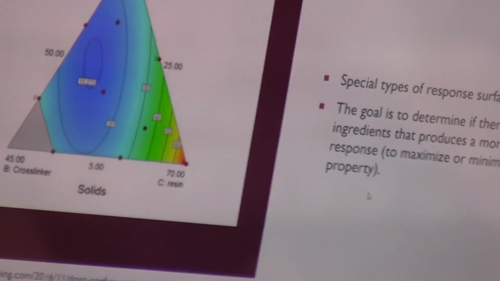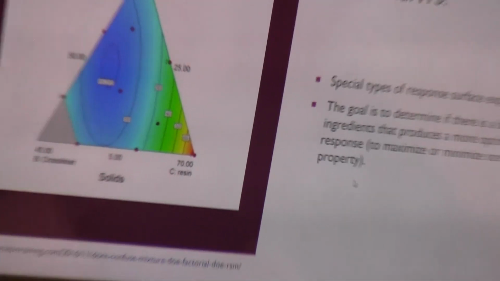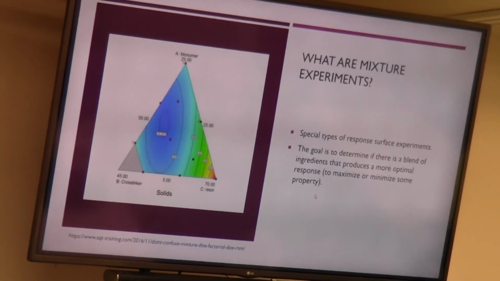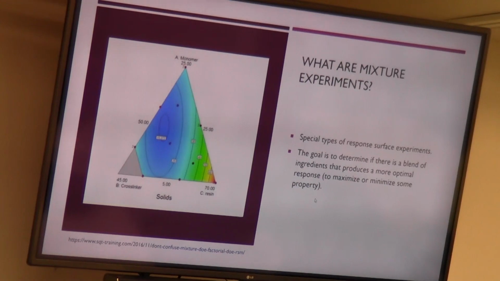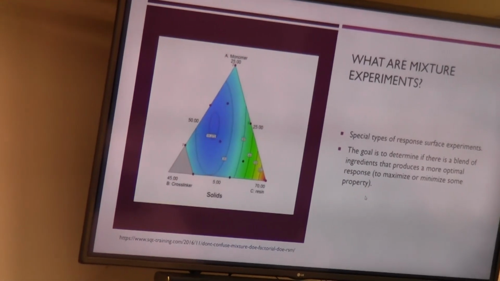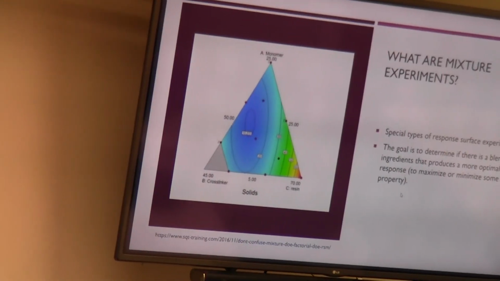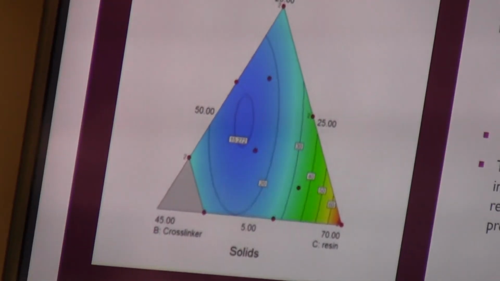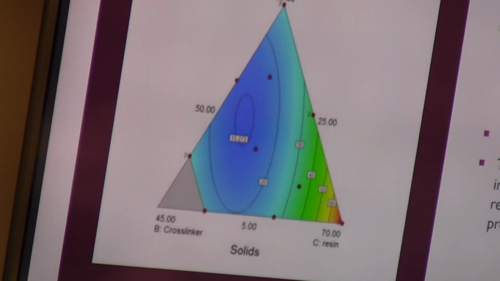But what are mixture experiments? I've given us a little bit of an idea. There are special types of response surface designs that we've talked about a little bit. The goal is to figure out what blend of ingredients is going to give us the best result for what we want to measure. Maybe that's ooey gooey cheesiness on our pizza, or maybe that's the lightest, airiest cake with different ingredients.